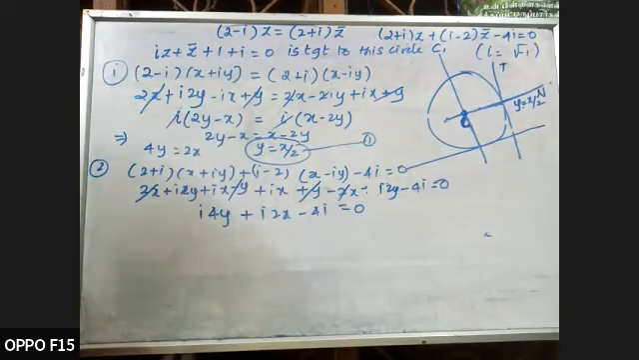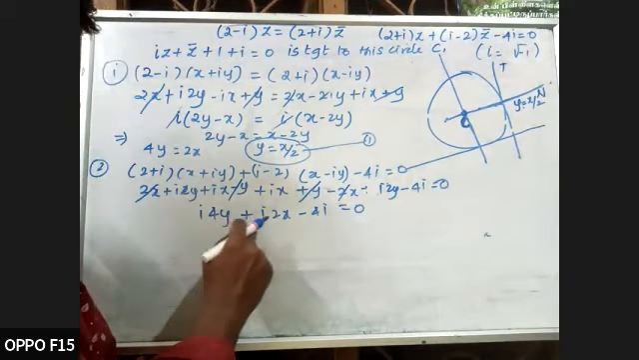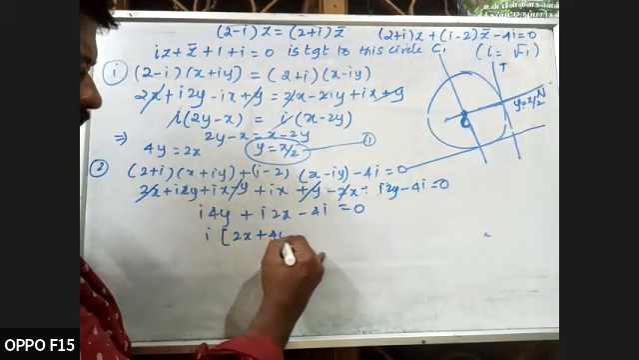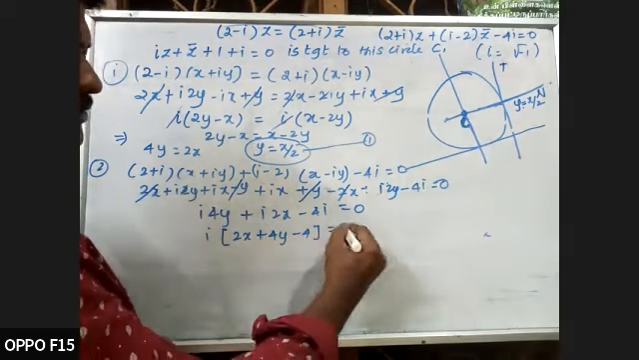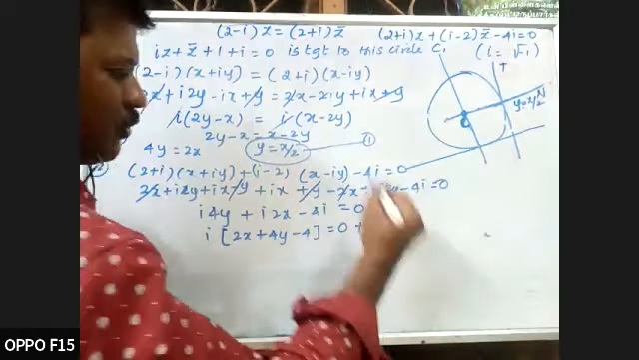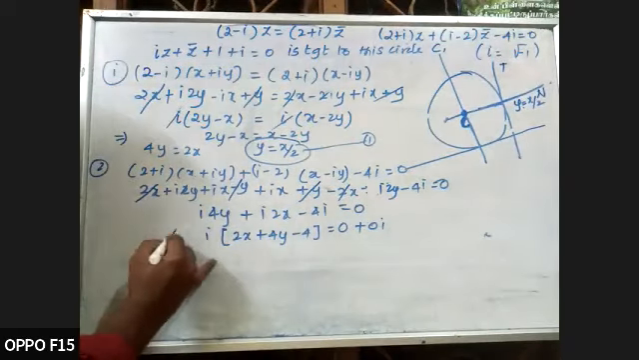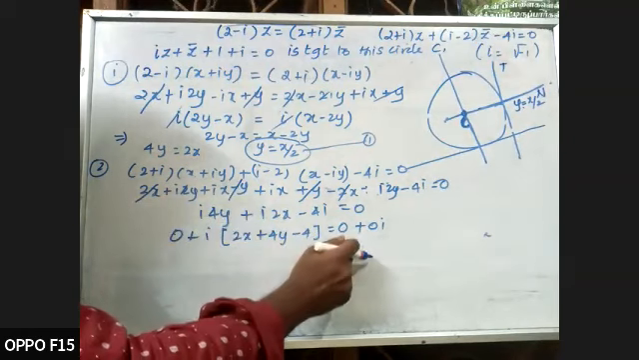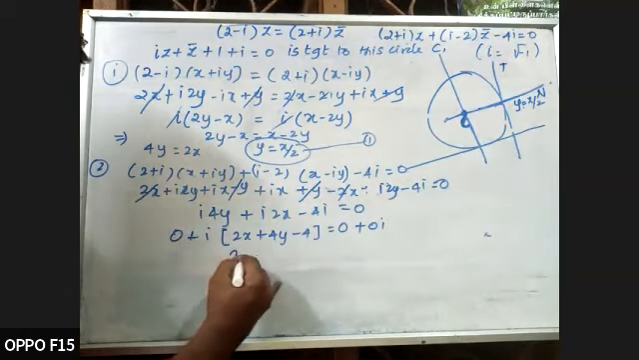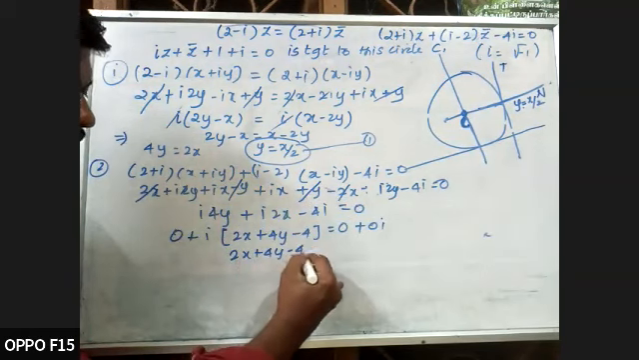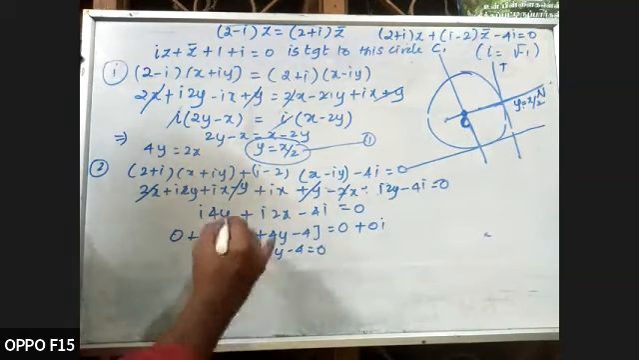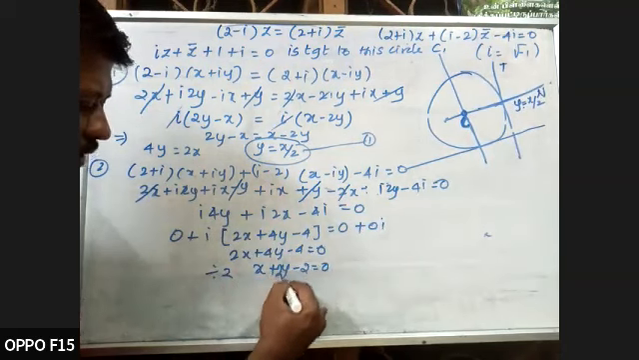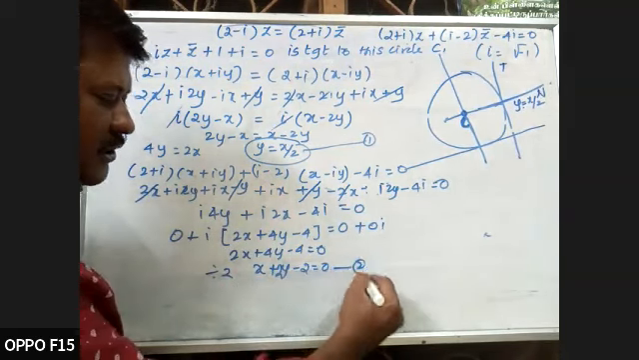Correct? So from this, taking I common, we'll get 2x plus 4y minus 4 equal to 0. We can write this 0 as 0 plus 0I. Comparing, equating the real and imaginary parts: real part is 0, imaginary part is 2x plus 4y minus 4 equal to 0. Dividing by 2 we'll get x plus 2y minus 2 equal to 0. This is equation number 2.